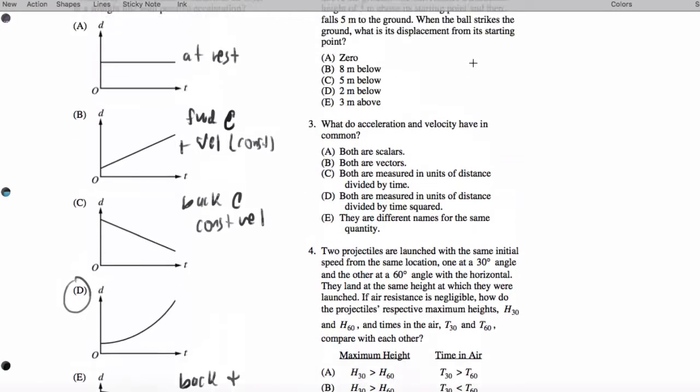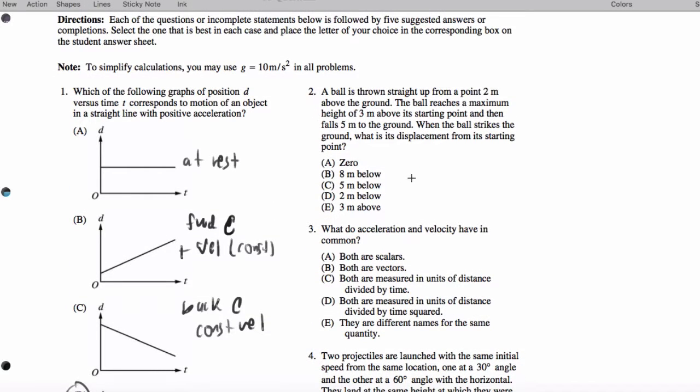All right, now a ball is thrown straight up from a height of 2 meters, goes up to 3 meters above where it started, up to a height of 5 meters, and then it drops back down to the ground. And we want to know the displacement. So the displacement, delta x, is 0 minus 2, which is negative 2, 2 meters below.